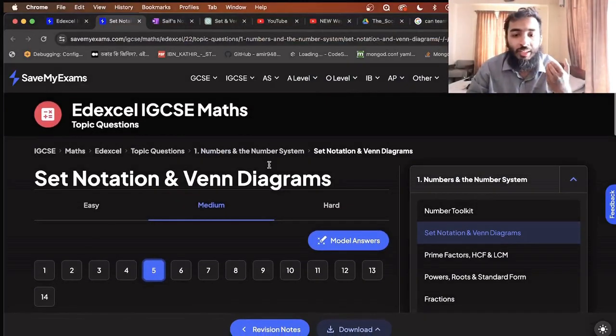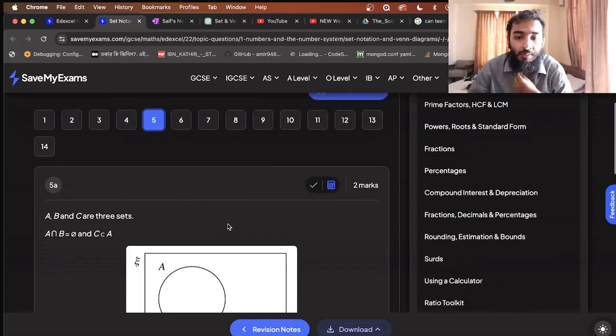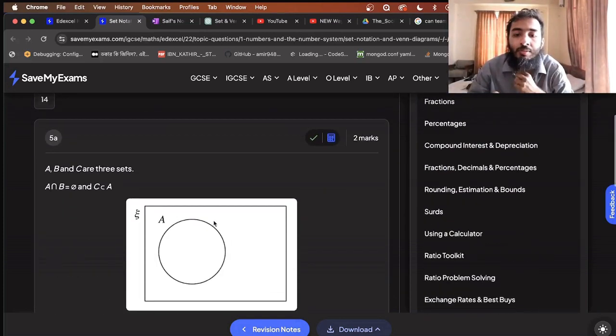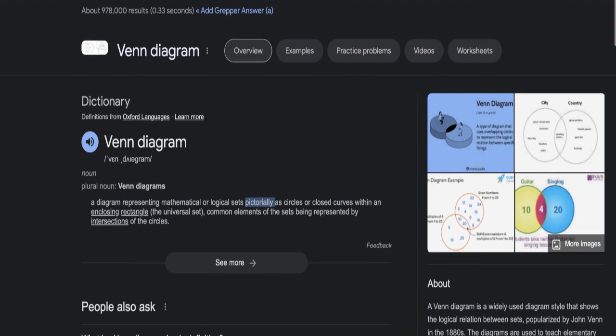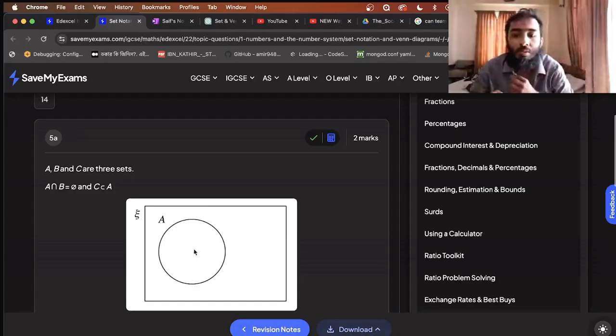Let's look at a new problem within the set notations and Venn diagrams medium level problems. Number 5 deals with the concept of Venn diagram. So what is a Venn diagram? Briefly, a Venn diagram is a visual representation of sets and the relationship between sets.